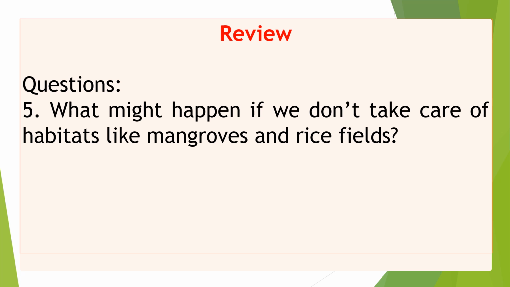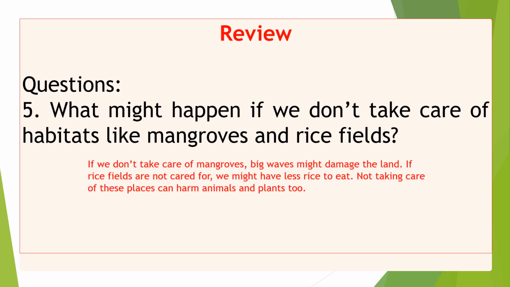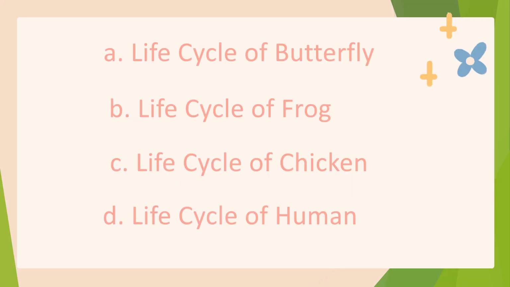What might happen if we don't take care of our habitats like mangroves and rice fields? If we don't take care of mangroves, big waves might damage the land. If rice fields are not cared for, we might have less rice to eat. Not taking care of these places can harm animals and plants too. Now we're going to explore how organisms in our ecosystem grow and live through their life cycles.